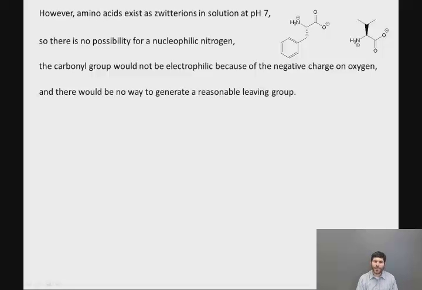And finally, there would be no way to generate a reasonable leaving group. In the mechanism that I initially postulated, we would make water as a leaving group, but that OH already had one H on it. There's not a reasonable way that we can add two more H's to it, because it's starting out, of course, having no hydrogens and a minus charge.